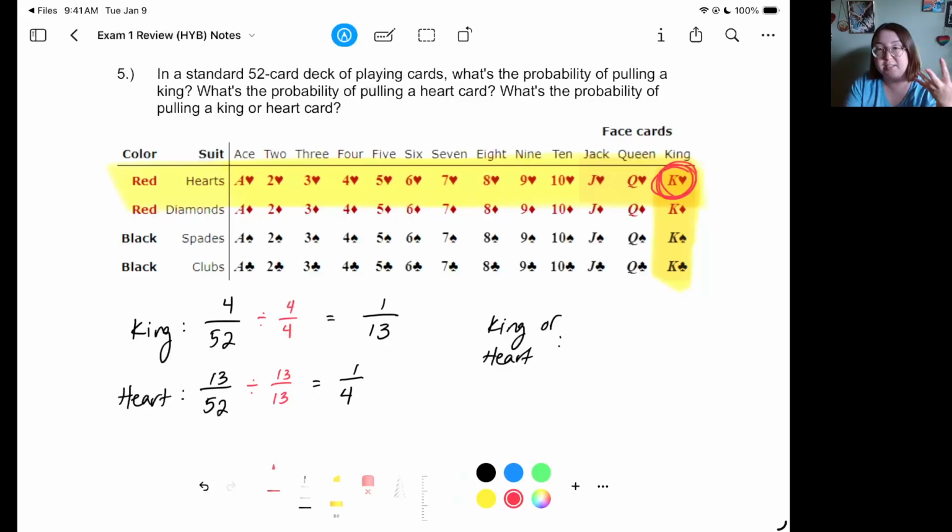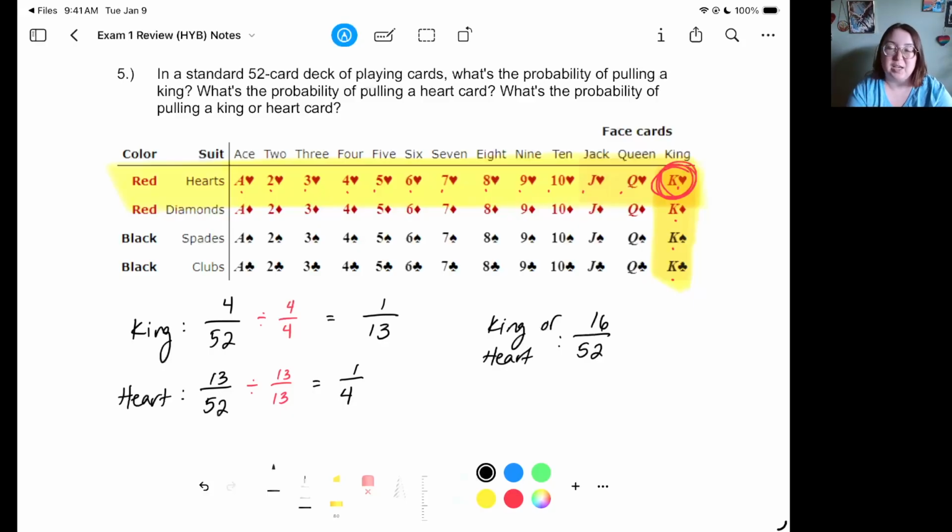So one way, since we have the table, one way we can do this is that we can just count, right? We know that there's 13 across for the heart card. So 1, 2, 3, 4, 5, 6, 7, 8, 9, 10, 11, 12, 13. We only want to count it once. 14, 15, 16. So there are 16 opportunities to pull a king or a heart card. So since this table was given to us, that's one way that we can do it.